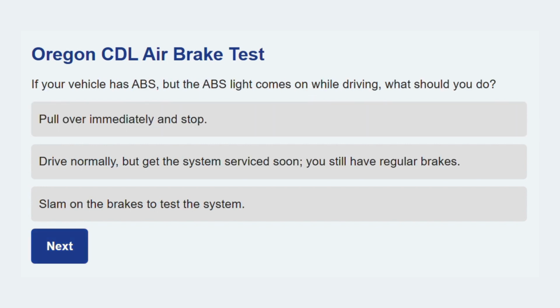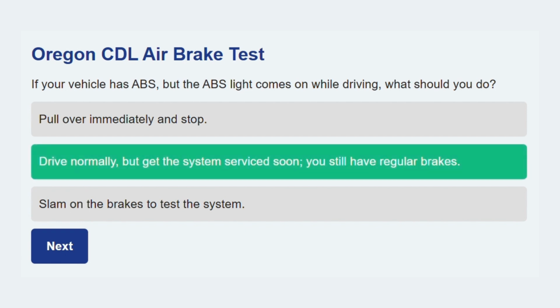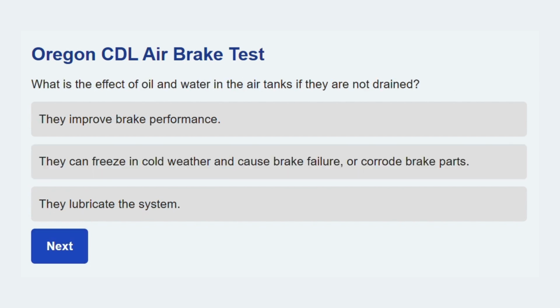What's next? If your vehicle has ABS, but the ABS light comes on while driving, what should you do? Drive normally, but get the system serviced soon. You still have regular brakes. The ABS light indicates a fault with the ABS system, but your regular air brakes should still function.